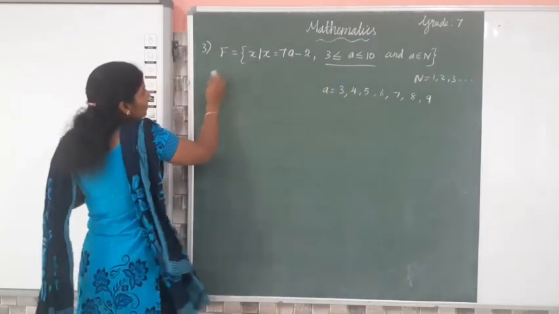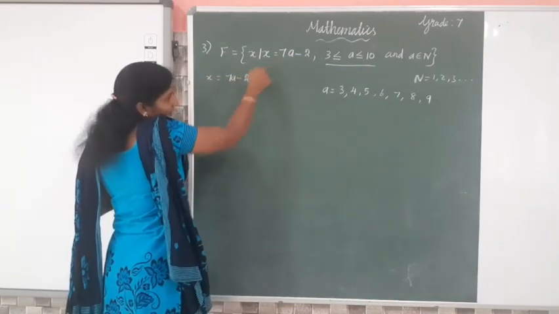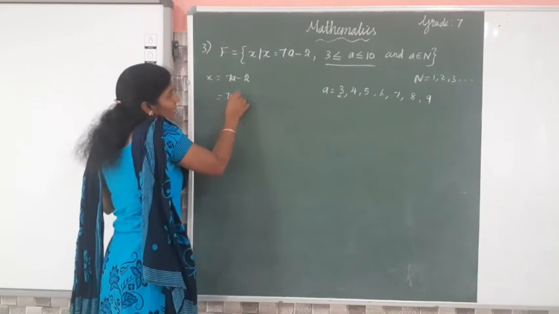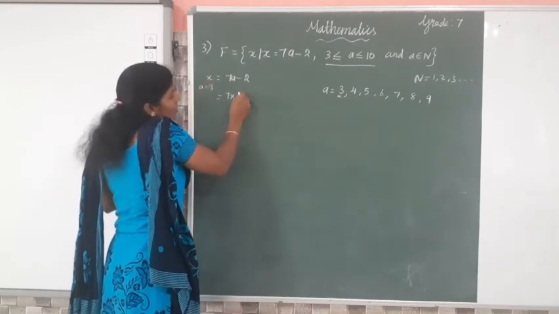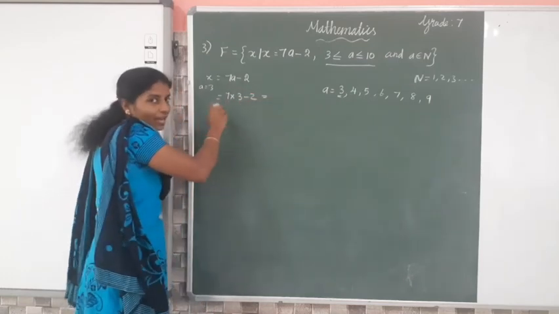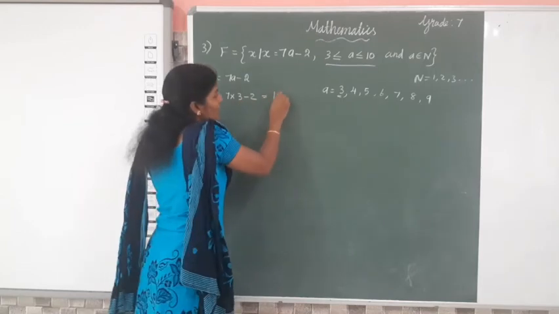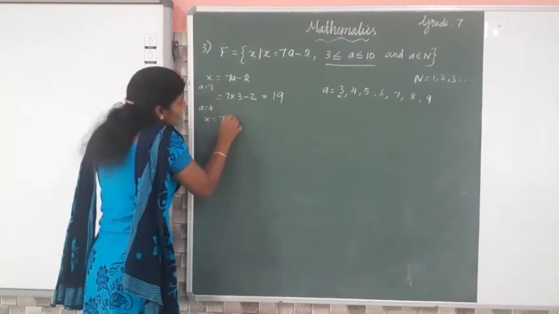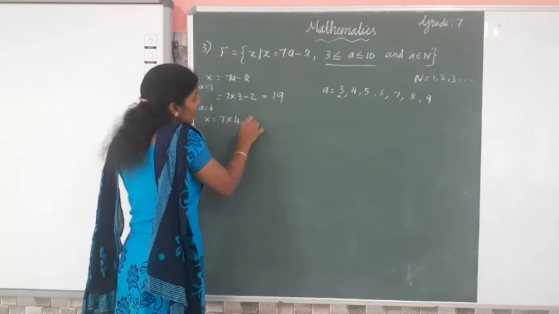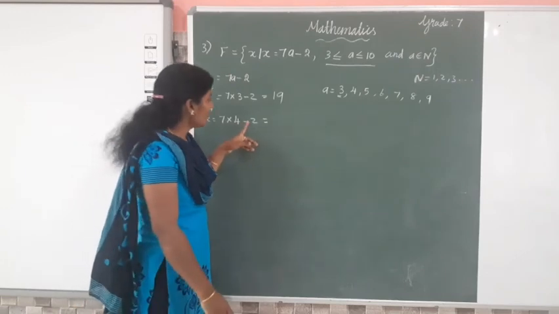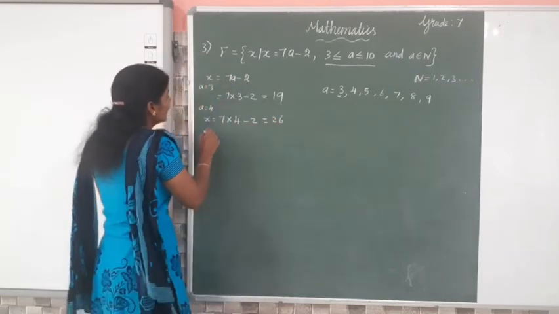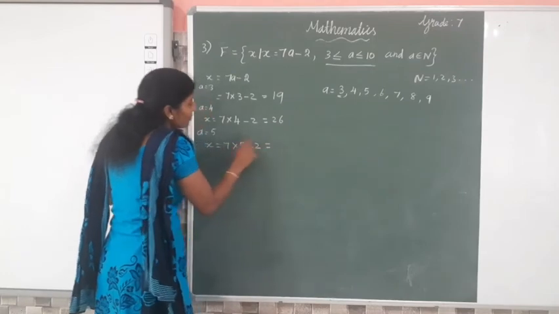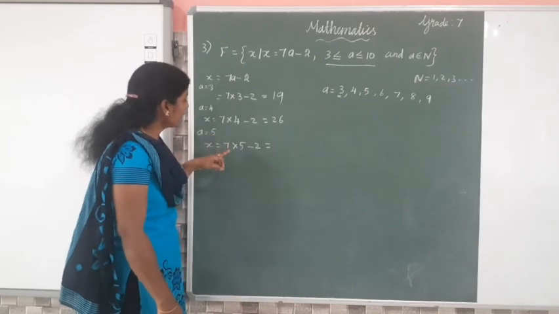Now here x equal to 7a minus 2. Now here we can apply first 3. 7 into what is a? A equal to 3. So 7 into 3 minus 2. 7 threes are 21. 21 minus 2, 19. Then a equal to 4. So x equal to 7 into 4 minus 2. 7 fours are 28. 28 minus 2, 26. Then a equal to 5. Then x equal to 7 into 5 minus 2. What's the value of a? 5. So we can apply here 5.